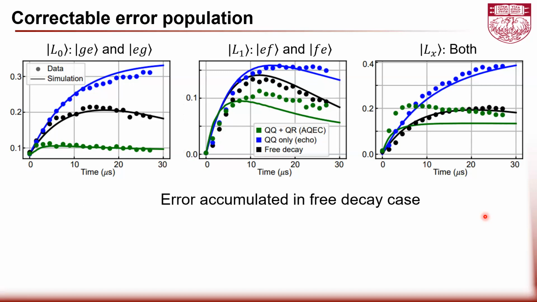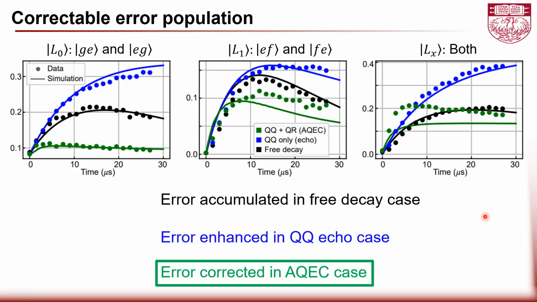For the free decay case, shown in black, you can see error accumulating. In the QQ case, in blue, you can see that the error is even enhanced because you are turning on external drives, which cause errors. And finally, in the AQEC case, shown in green, you can see that all of the errors are being suppressed versus the QQ case, which is what we expected.